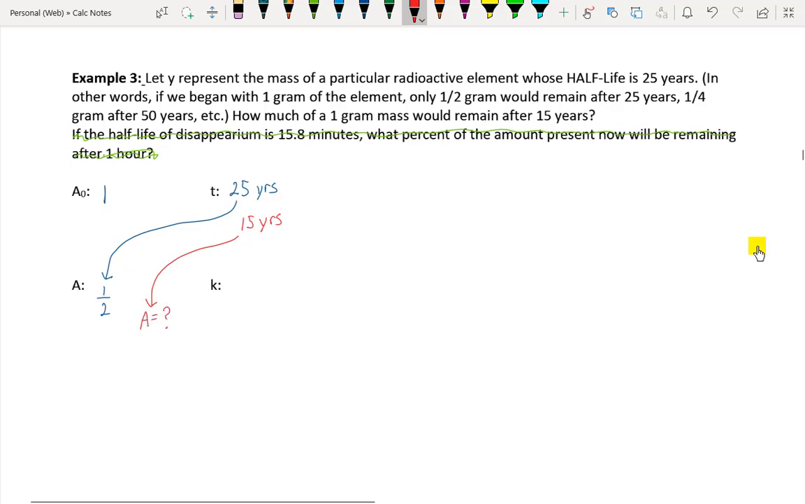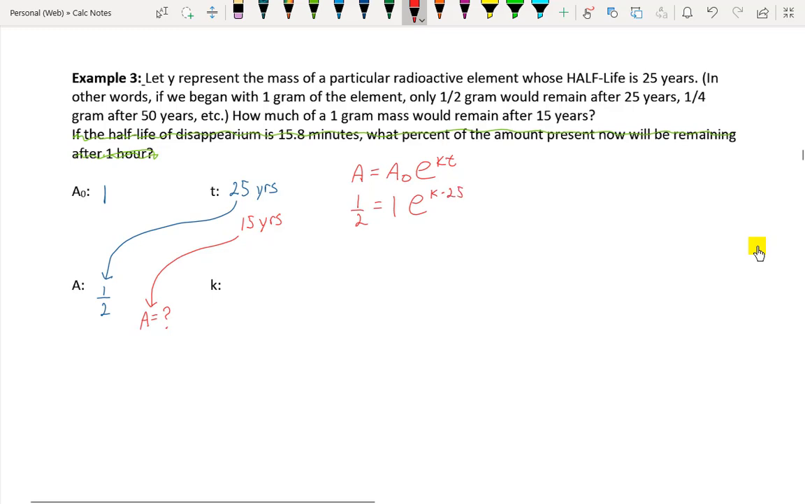Okay, so again, you can see on the left side I've got 3 of the 4 variables in blue that I can fill into the equation. So I'm going to use those to solve for k again. All right, so I'm going back to a equals a sub 0 times e to the kt. And so my a value is going to be 1/2 equals a sub 0, which is 1, times e to the k times t, so t is 25.